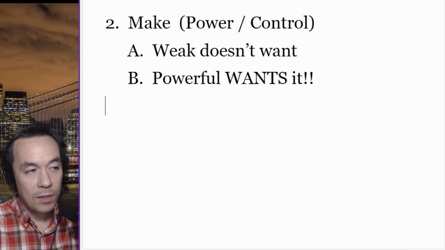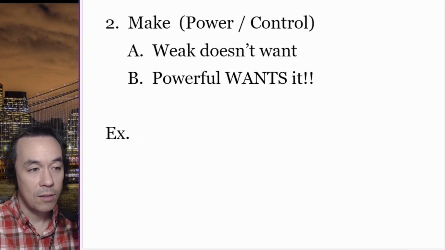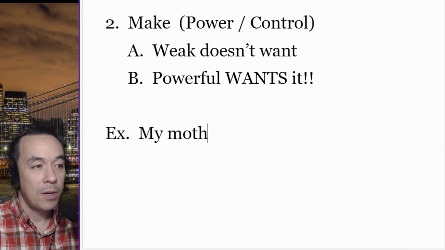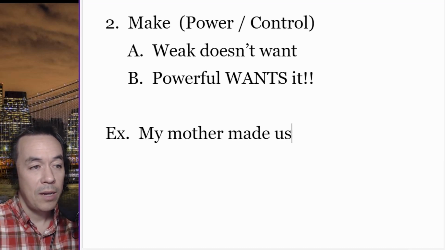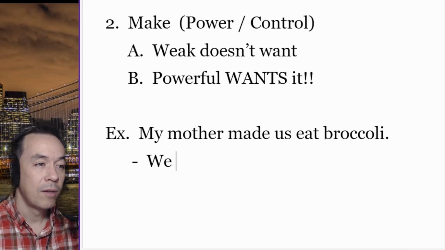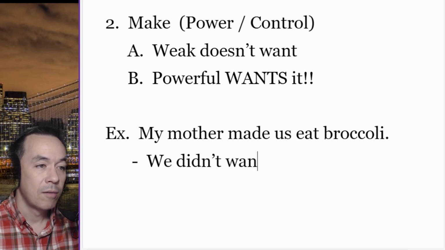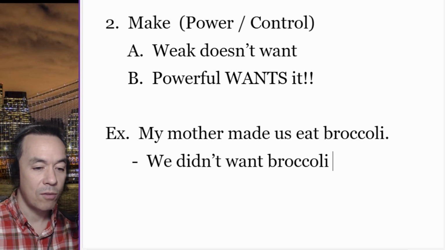So, of course, let's get some examples. Always the powerful goes first. So let's say my mother made us, meaning me and my brother and sister, made us eat broccoli. Okay. So in this case, this means that we didn't want broccoli. No, it looks too strange. I don't like it. I don't want it.